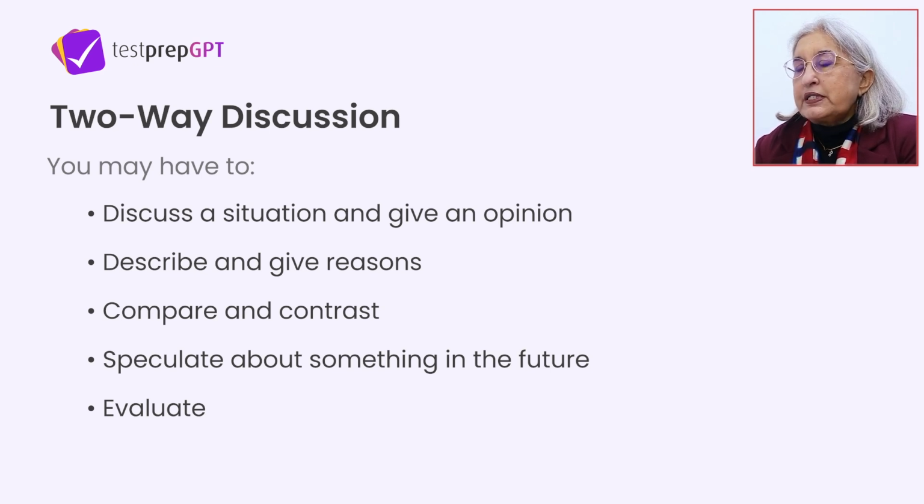Now, remember that the examiner may not say directly, give your opinion on this thing or that thing, but what is implied is that you may have to say what you want to say or what you think, what your opinion is. Then you may have to describe something and give reasons for it.